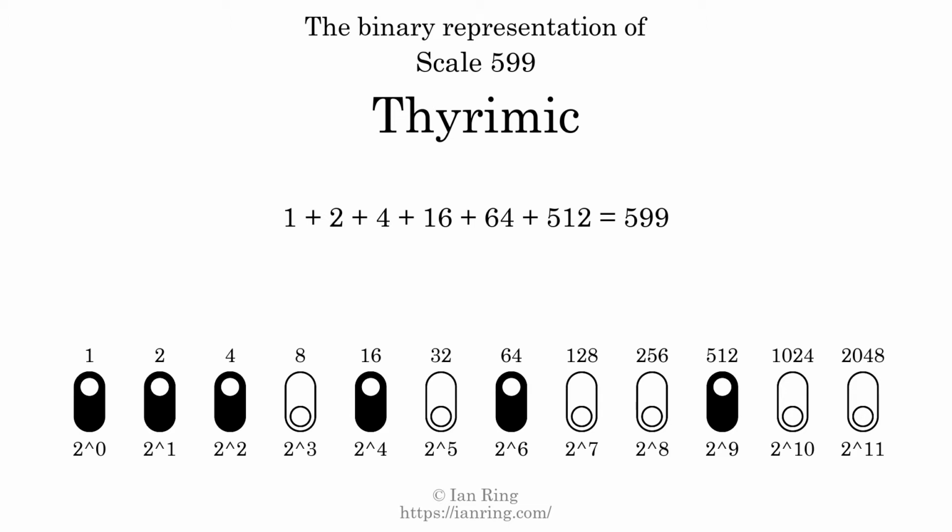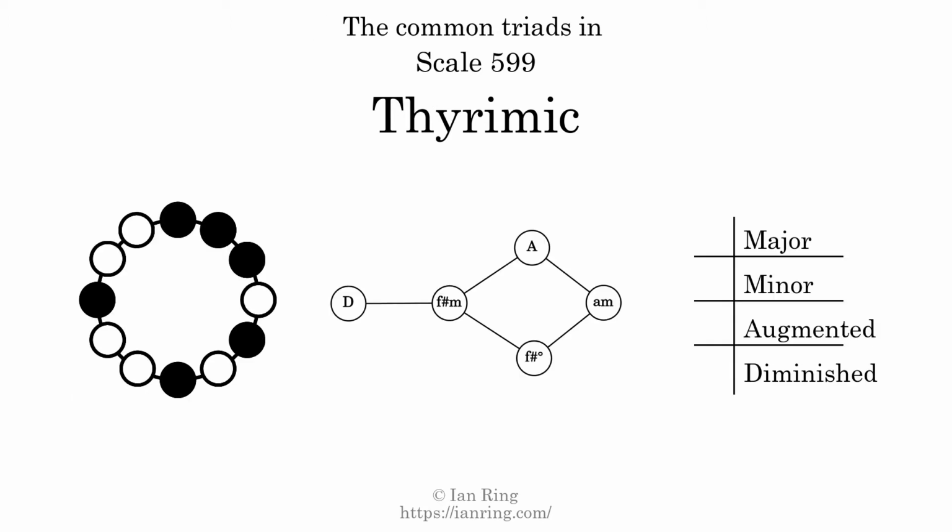The scale number not only enumerates the scale with a unique index, but it also literally describes the tonal content of the scale. Represented as a binary number in base 2, the scale number is 001001010111. Here are the common triads present in this scale.